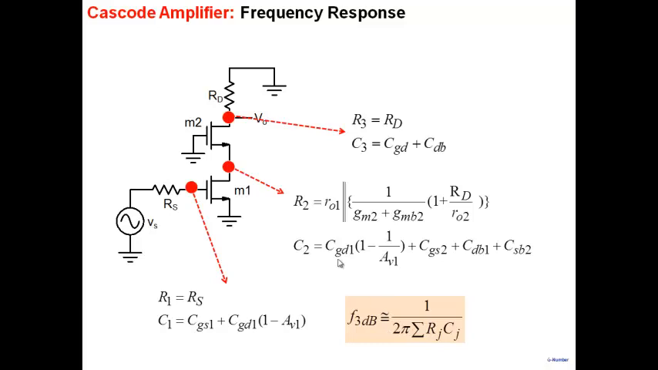And the node which will matter the most is this one. It will have a substantial value. And this one, if there is a large RS here. If the RS is negligible, then this one also becomes a low impedance node. This will not contribute, and the only node which will contribute is this one.